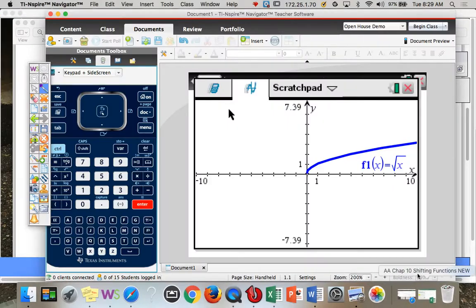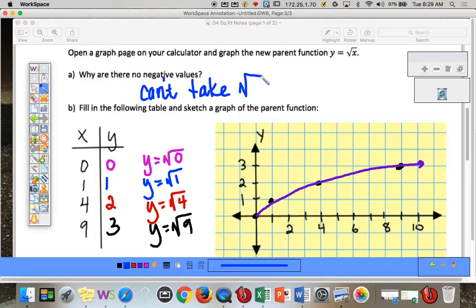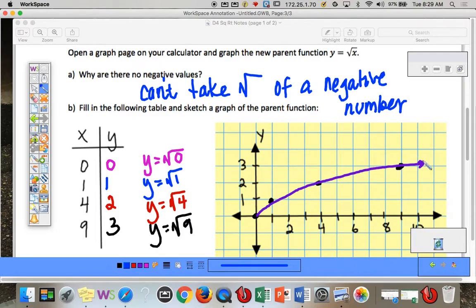And we can see how it matches this right here. So the question is, why are there no negative values? And the reason is, you can't take the square root of a negative number. There's no number times itself that's negative. So we can write that here. You can't take the square root of a negative number, because there's no number times itself that is negative. Okay, so this is our parent function today. Here's an important point to look at, (0, 0). And we're going to look at that and see how it shifts.